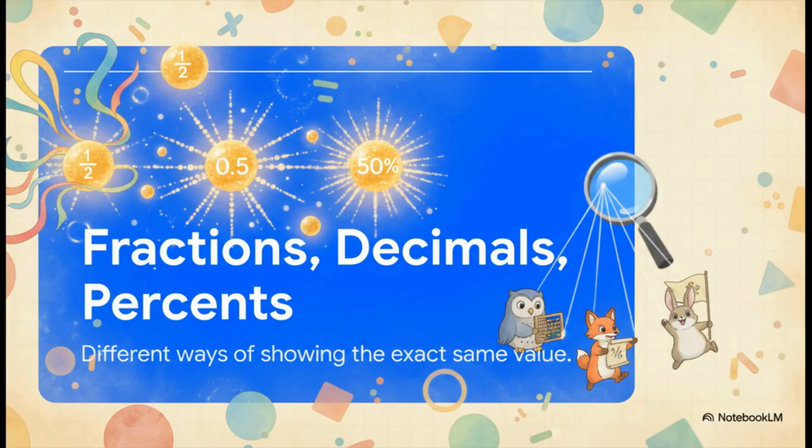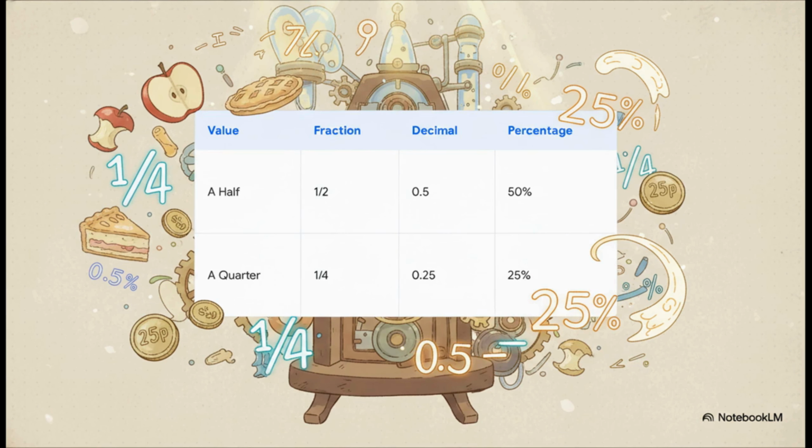Here it is. This is the big aha moment. Decimals, fractions, and percentages, they aren't actually different numbers. They're just different disguises for the exact same value. It's kind of like they're all wearing different outfits, but underneath, it's the same number just trying to look different. And this table right here, this proves it. Just look at a half. You can write it as the fraction 1/2, you can write it as the decimal 0.5, or you can write it as 50%. See? It's the same idea in 3 different costumes.